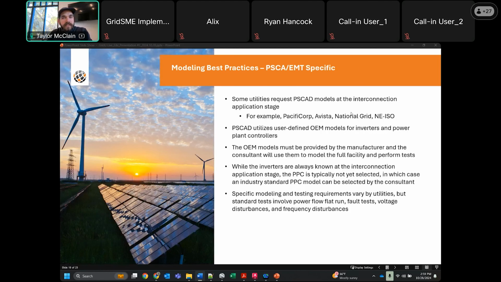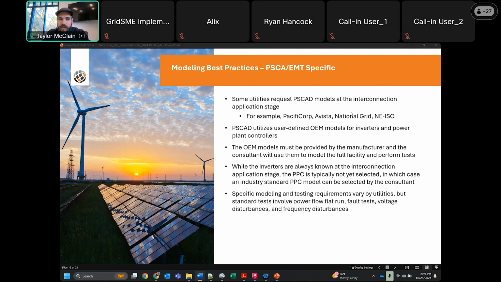Okay, so we wanted to provide a little bit of PSCAD EMT specifics. I will be honest and say that I am not a PSCAD expert myself. I don't work in it very much at all, but I did have some very nice engineers here pull this together for me. So this will be a little bit more of reading off some info and letting you know some stuff.